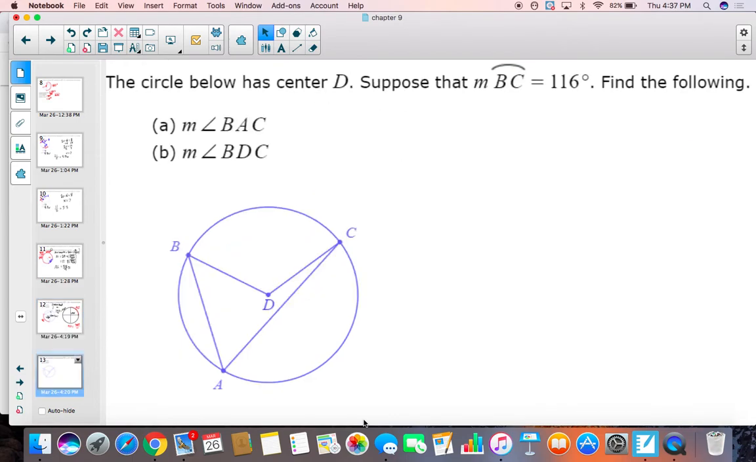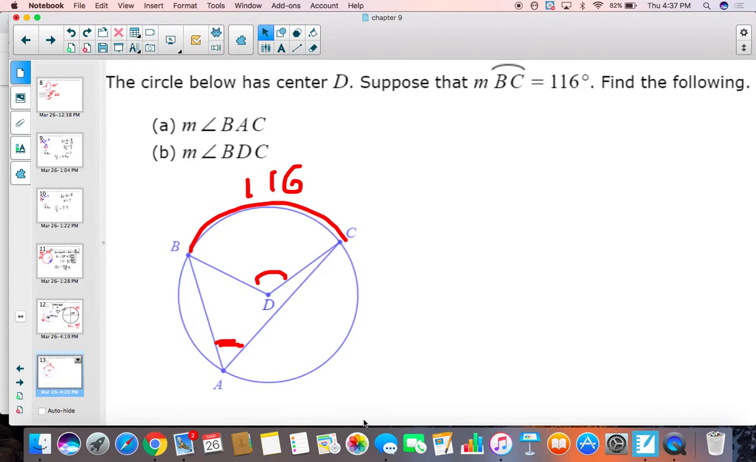All right. Let's practice this one. So it's saying the circle below has a center D. Suppose that the arc angle BC is 116. Once again, I'd like to highlight so I know where I'm working here. 116. Find the following. So it wants BAC and it wants BDC. Once again, it wants the central angle and it wants the inscribed angle.